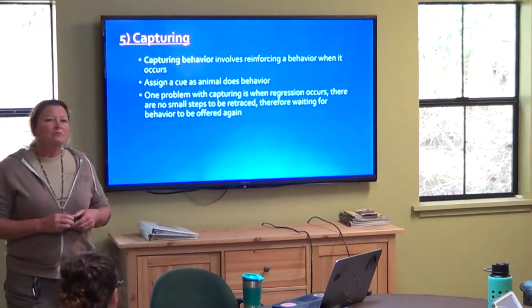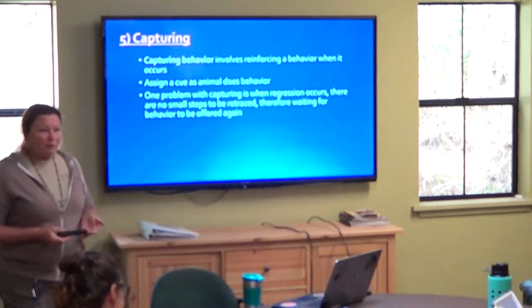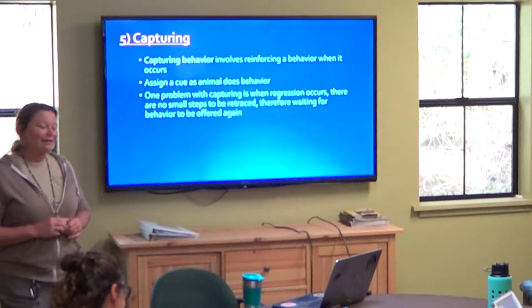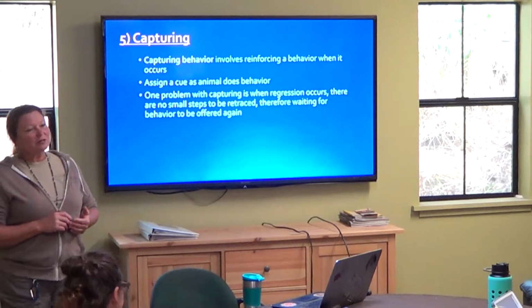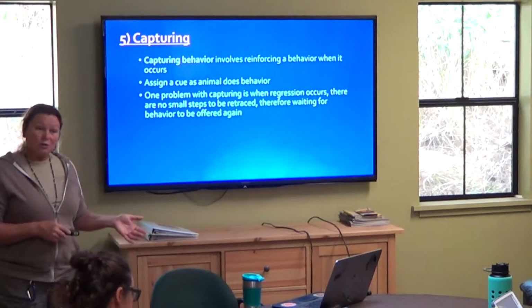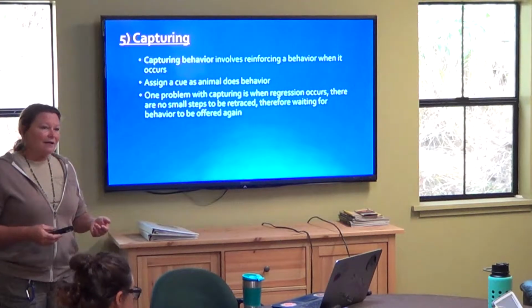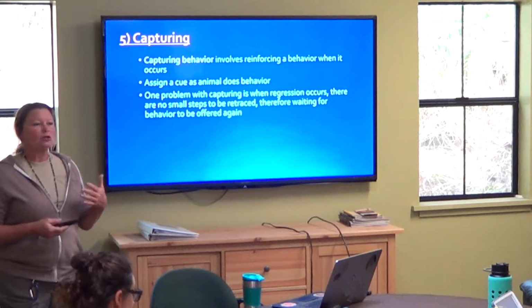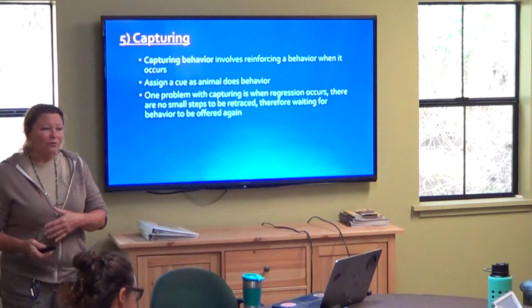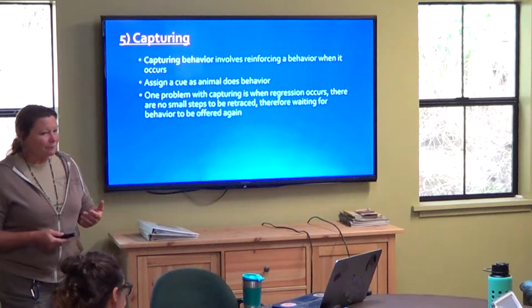One of the problems, probably the biggest problem with capturing, is that if there's regression, which so often there is, and it's normal, don't panic. If there's regression, if you've captured a behavior, you don't really have a way to go back and retrain it. You sort of just have to wait for the animal to do it again. And if you can't figure out what circumstances occurred to have that animal do the behavior, you may have quite a frustrating time trying to get them to repeat it again.